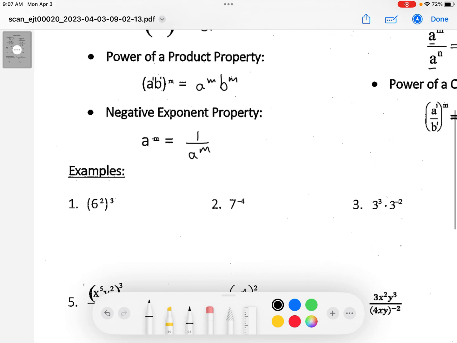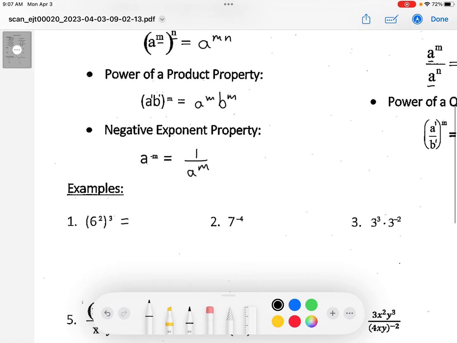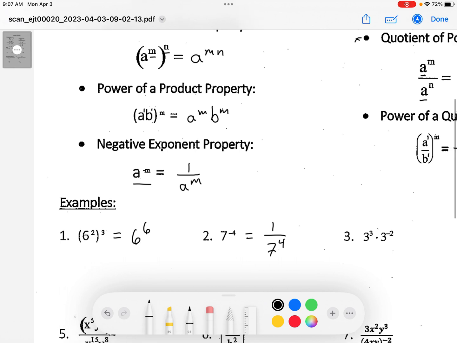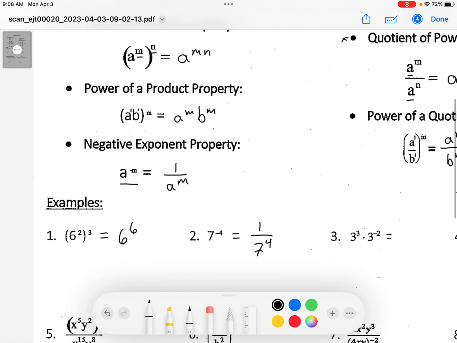So on number 1, we're raising a power to a power, which in this case is a to the mn, so this is 6 to the 6th, 2 times 3. Number 2 is this property, the negative exponent property. How do we make that negative exponent positive? We put it in the denominator. Now we can evaluate these, but these numbers are huge, so we're not going to waste our time with that.